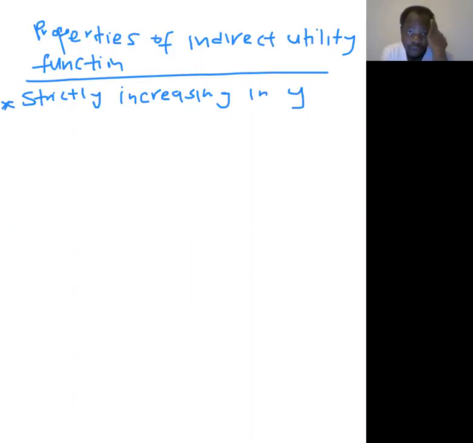Today we are going to look at our third property of the indirect utility function, which is strictly increasing in y. Here y represents your income. So anytime your income is increased, we expect your maximum utility to also increase. There shouldn't be any circumstance where an increase in your income ends up reducing your maximum utility. So that is what it means, strictly increasing in y.